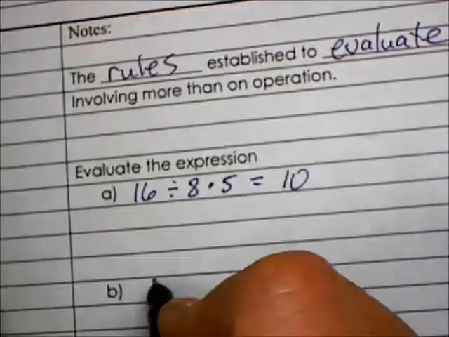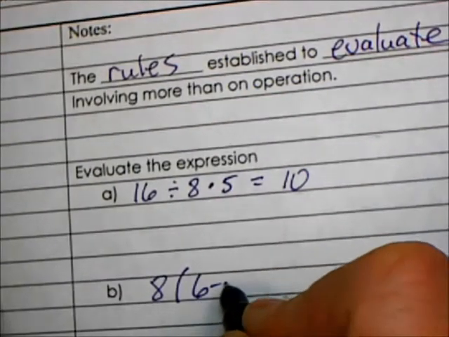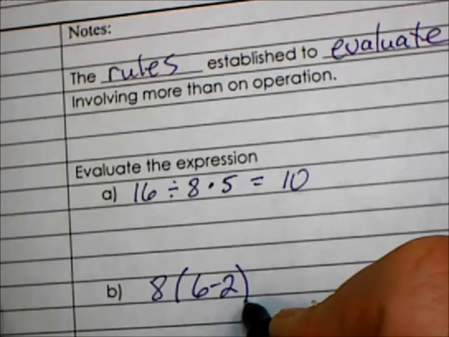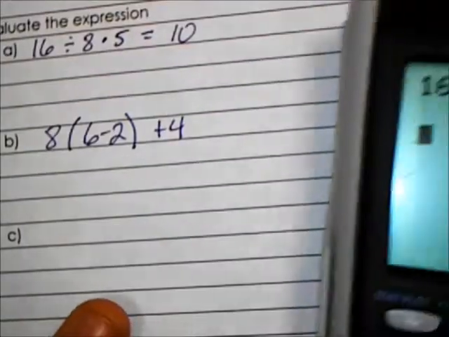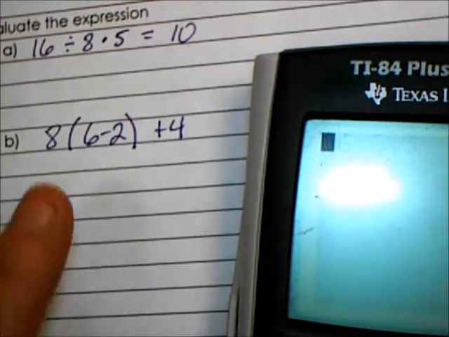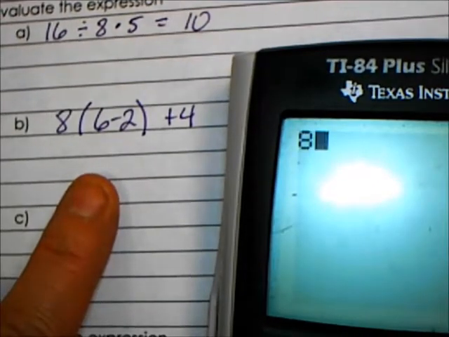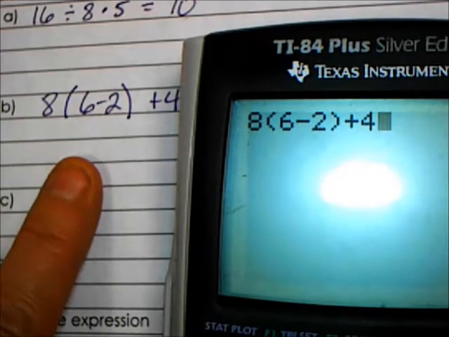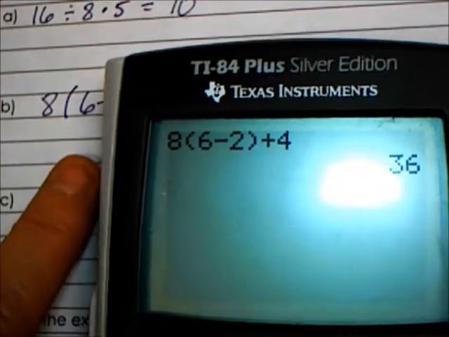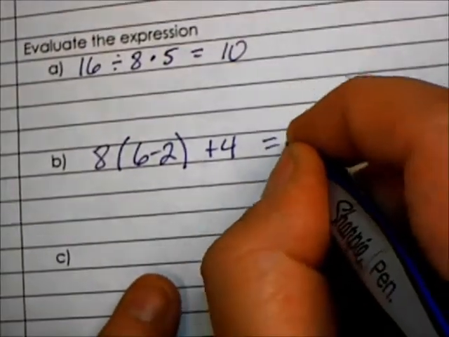On your second one, you have 8 parentheses 6 minus 2. Make sure you close your parentheses, plus 4. So when I type it in, type it exactly in the way you see it. Make sure you close your parentheses as well. Push enter and we get an answer of 36.